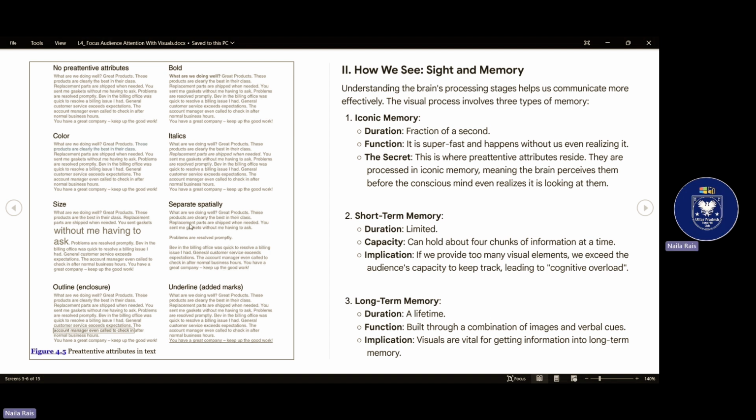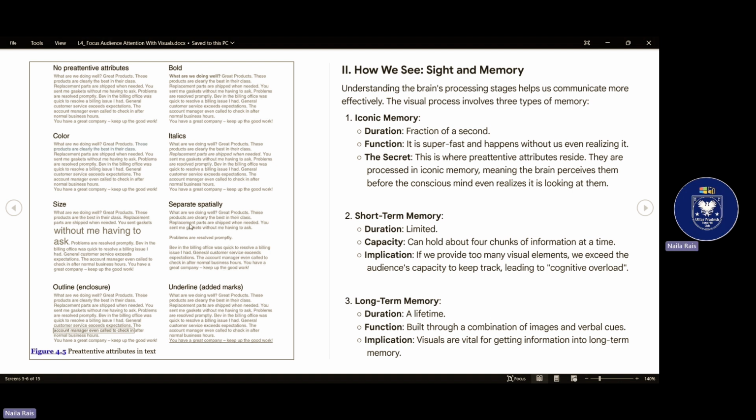Now we look at sight and memory. Understanding the brain's processing stages helps us communicate more effectively. The visual process involves three types of memory. First, we have iconic memory. Its duration is a fraction of a second. Its function is that it's super fast and happens without us even realizing it.